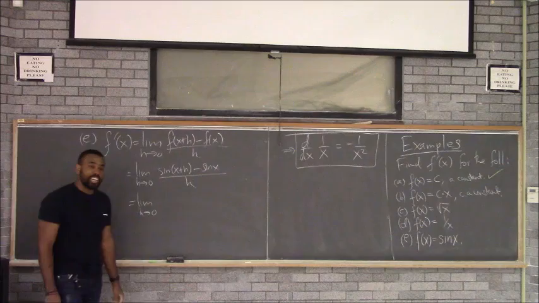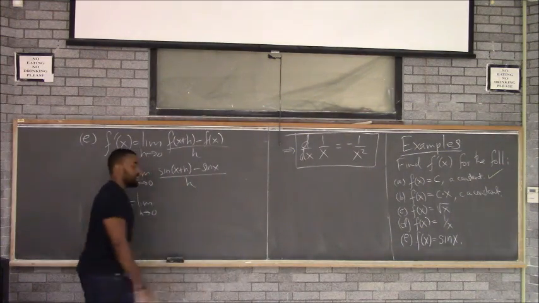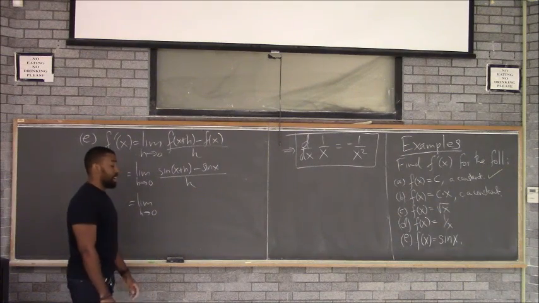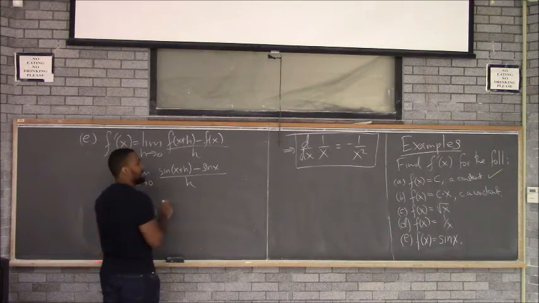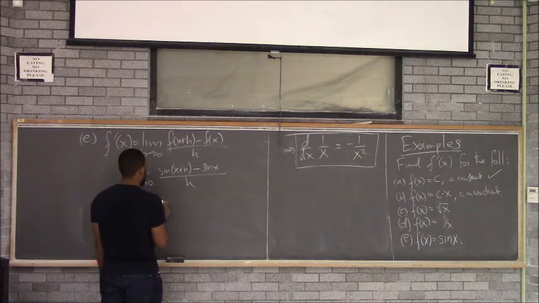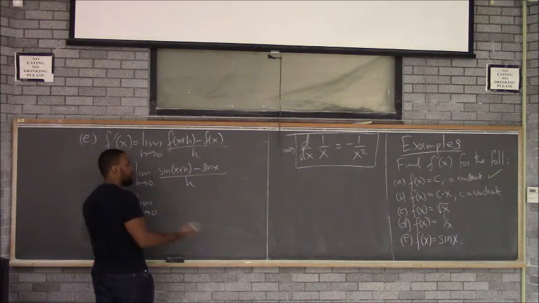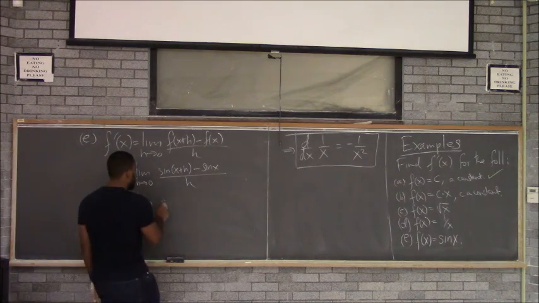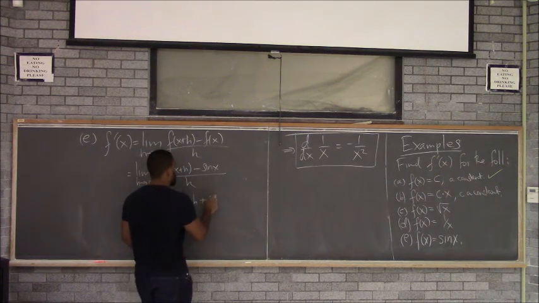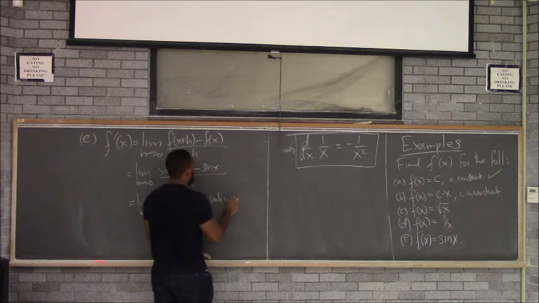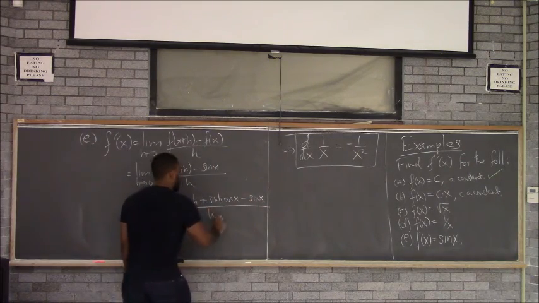Correct. That is the addition formula for sine. That is what we will apply here. Yes, I expect you to know the addition formula for sine. Every trick that anyone has taught in any pre-calc class ever, I expect you to know it. Sine of A plus B is sine A cosine B plus sine B cosine A. So this becomes sine x cosine h plus sine h cosine x minus sine x, all over h.